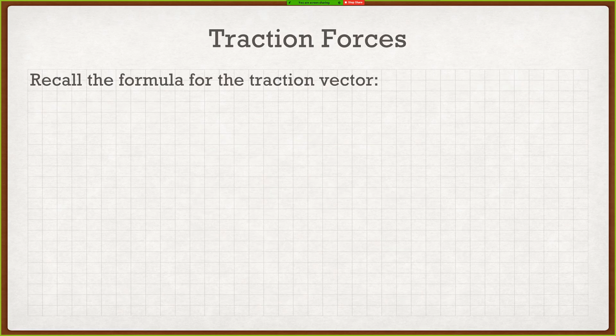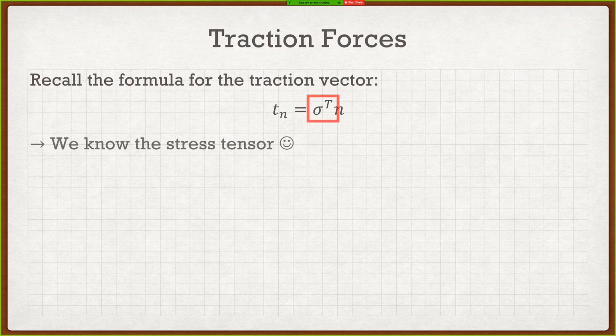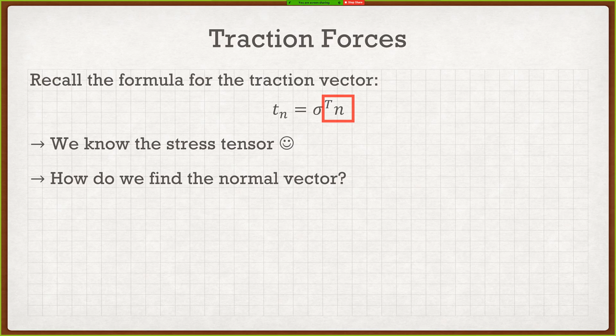Now, the second one, this is where things are going to get a little bit interesting, because we covered traction vectors, but this one has a bit of a trick in it. Let's recall the formula for a traction vector. We know that the traction vector is simply the stress tensor transposed, which isn't a problem because we know that stress tensor, multiplied by n, which is the normal vector. The only question that's going to be a problem for you guys is, we're given the stress tensor, that's no problem, but what is that normal vector?